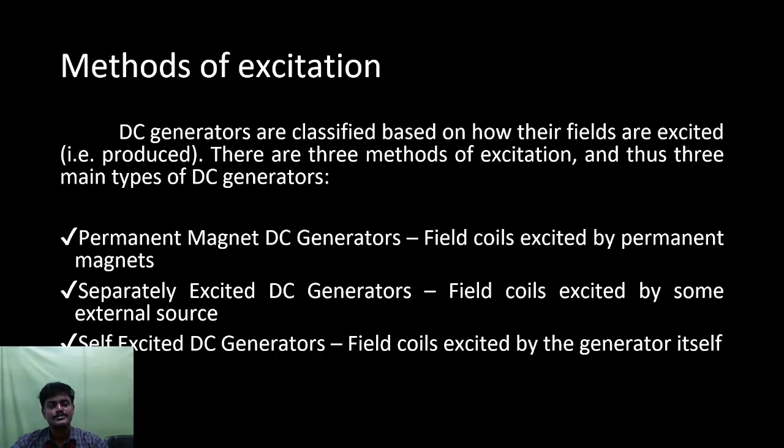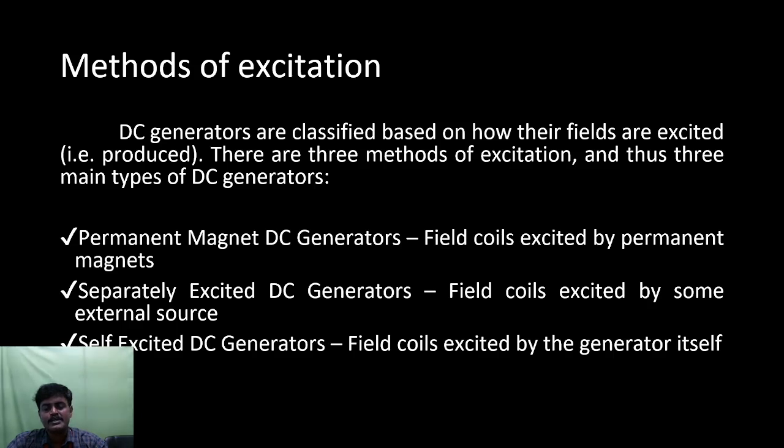So what methods of excitation do we have? DC generators are classified based on how the fields are excited. There are three methods of excitation. One is the permanent magnet DC generator.